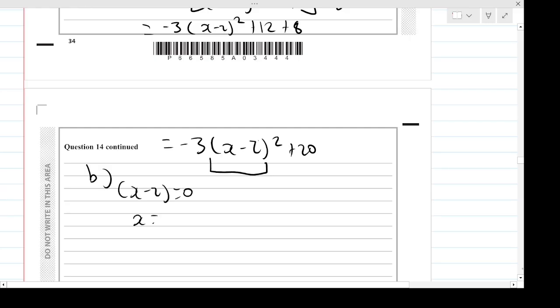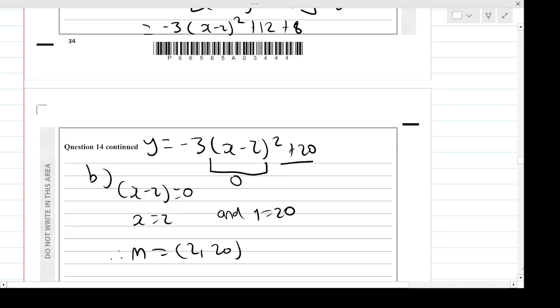So then x is 2. And so what we're left with when the whole bracket's 0, if this is y, the function y, then we're just left with 20. So y is 20, which means the point M is x is 2, y is 20, okay?